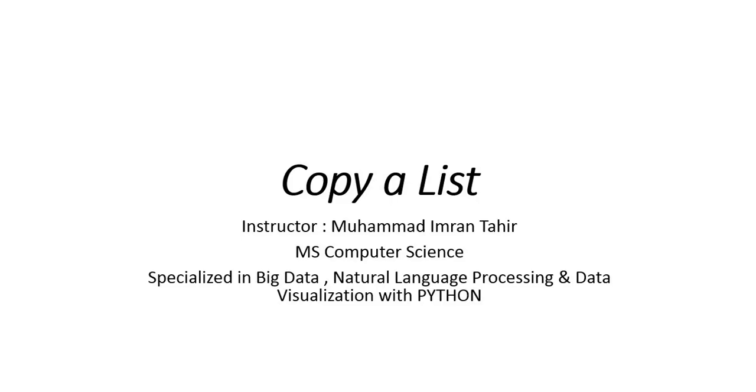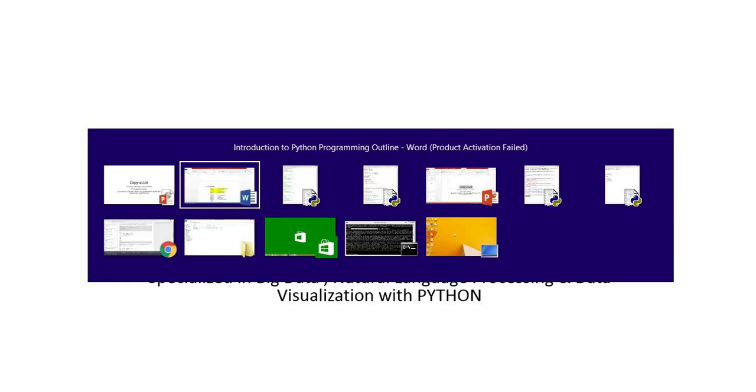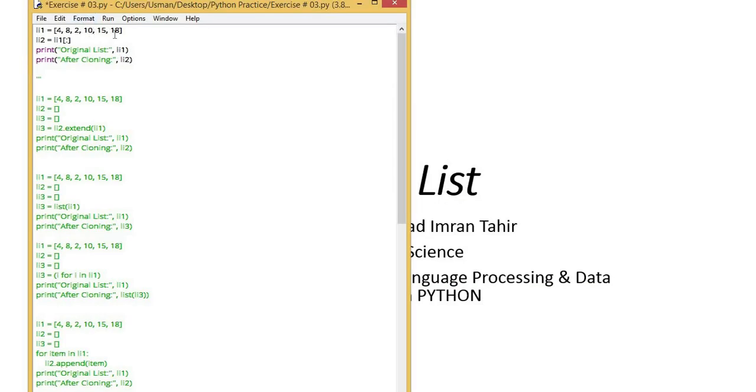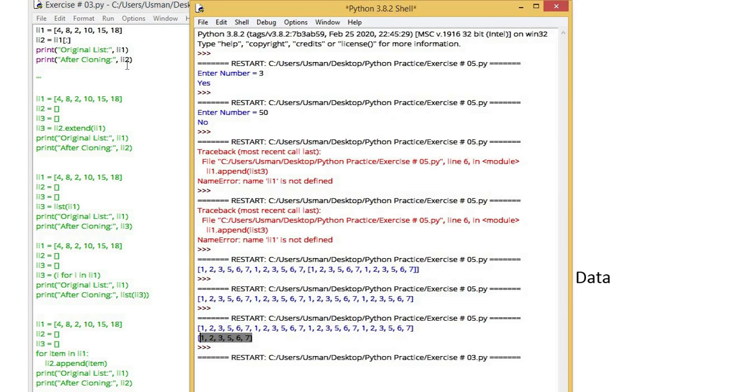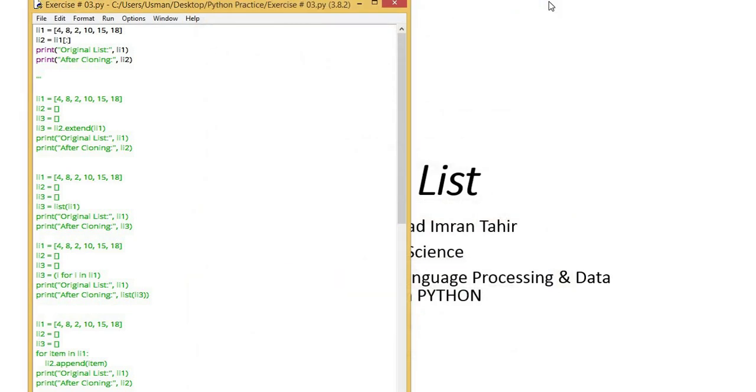In today's lesson, we will see how to copy one list in another list, or how to do cloning of a list to make a duplicate for keeping as a copy. For this, I have written a few codes. I have two lists. One list is 482, 10, 15, 18, and the other list is list 2, in which I want to do cloning of list 1. For this, I have only li1. When I run this, it will give me the original list and the cloned list.